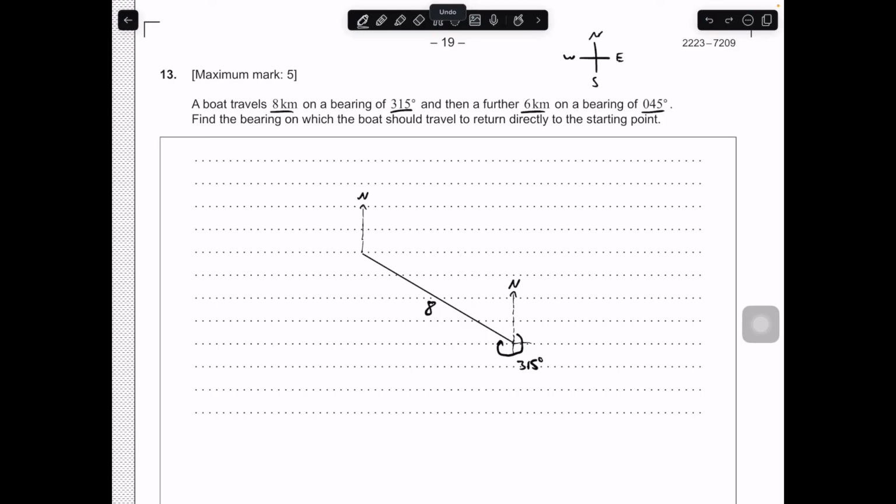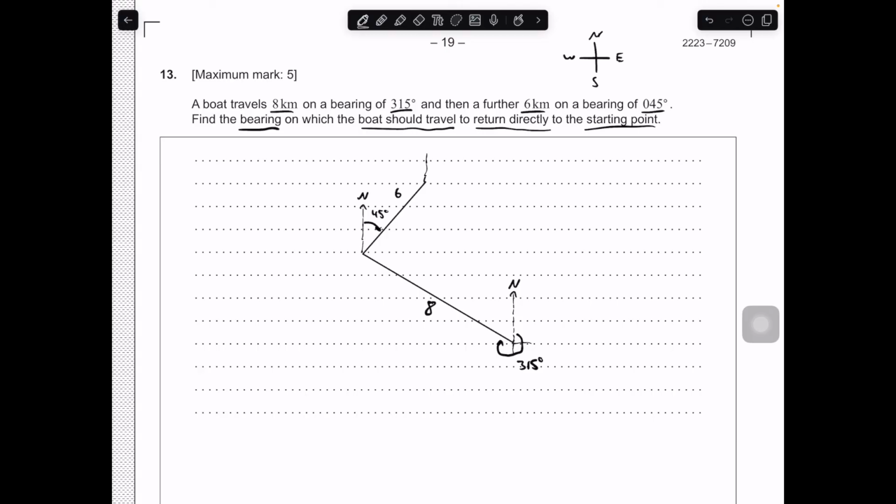Actually, I'm going to change this just slightly. 45 degrees, something like that. 45 degrees? Yeah, I'd say so. 45 degrees for 6 kilometers. And so once again, this is 45 degrees. And the question is, find the bearing which the boat should travel to return directly to the starting point.